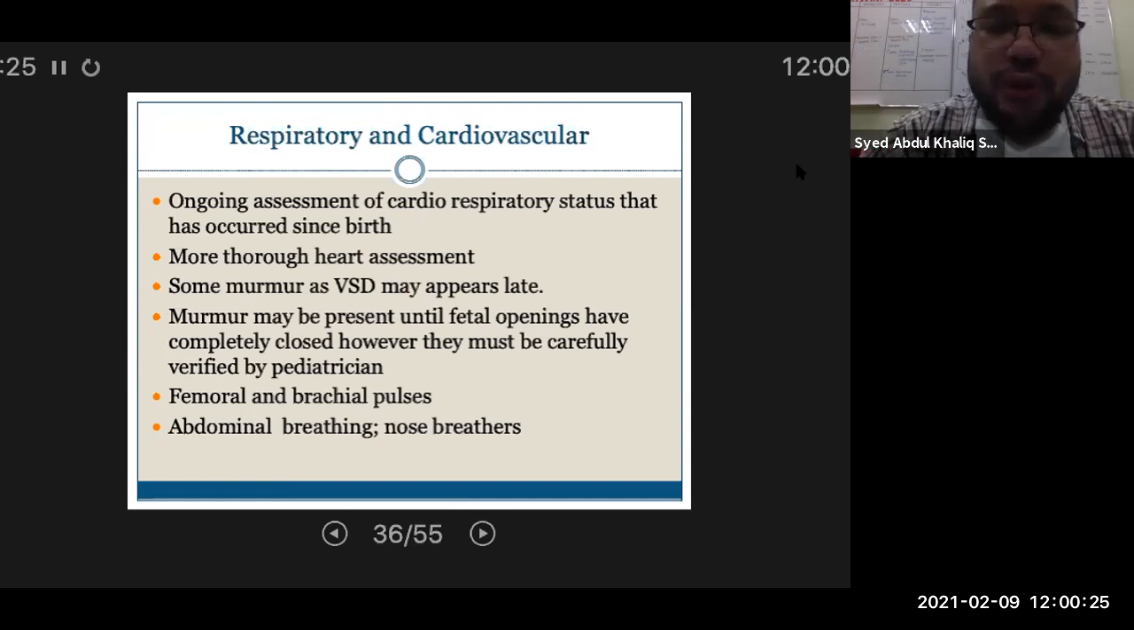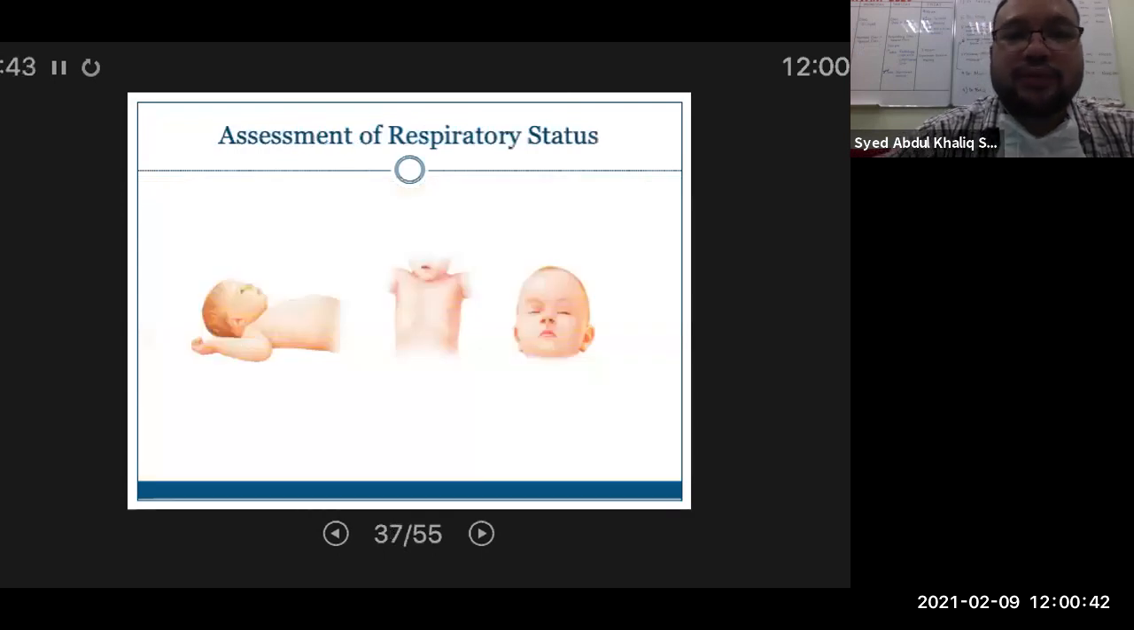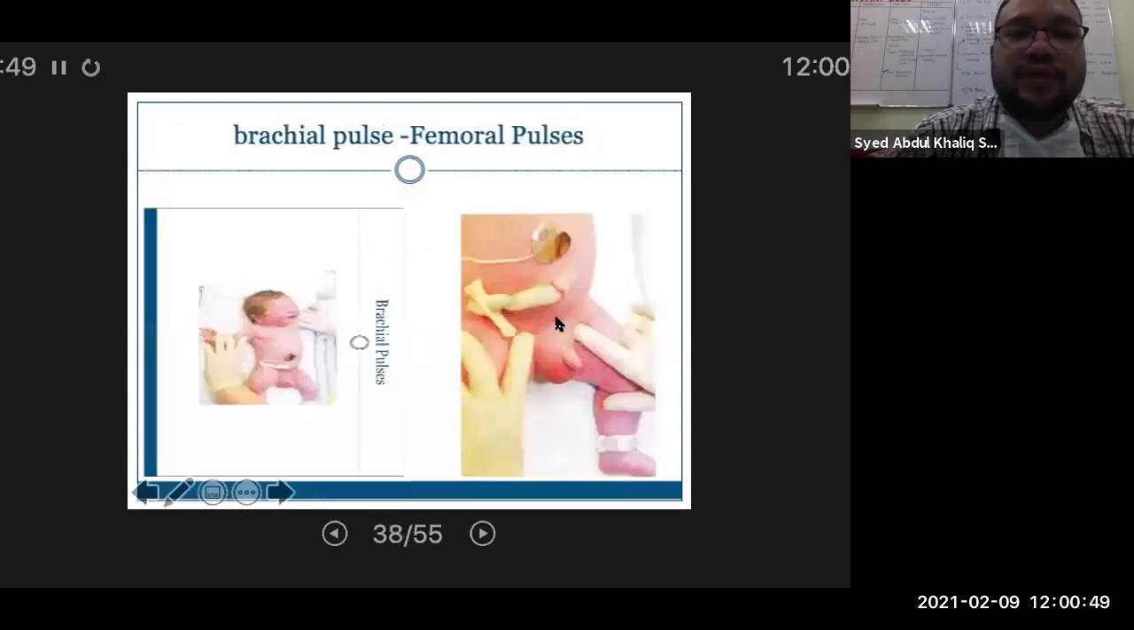Okay, and then, so again, children, newborn babies, they are obligate nasal breathers. They don't know how to breathe by their mouth. So if you block the nose, they cannot breathe. They are obligate nasal breather. They can only breathe with their nose. You assess whether there's any subcostal recession, intercostal recession, nasal flaring, and then femoral pulses, brachial pulses. You need to feel, look for coarctation of aorta.